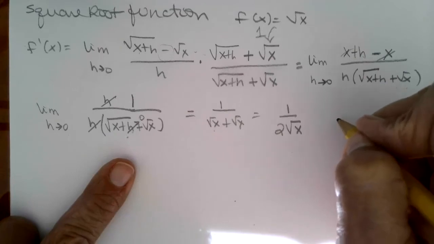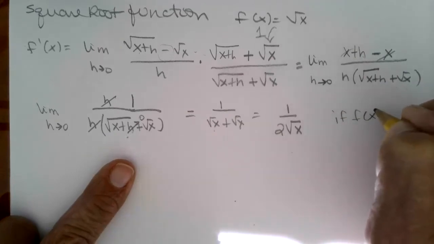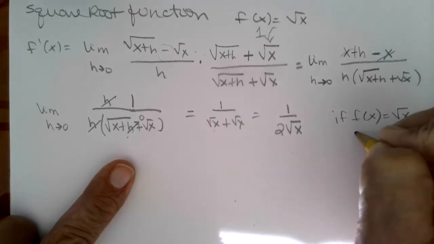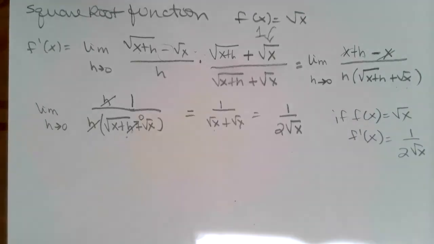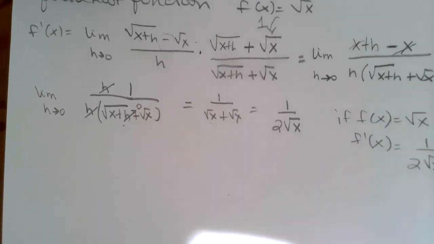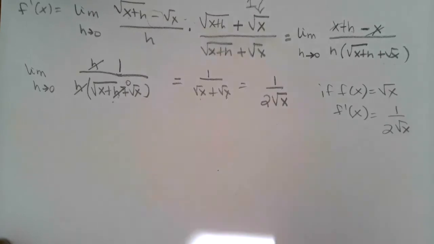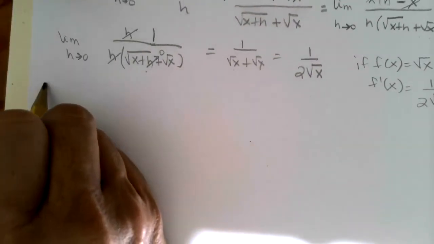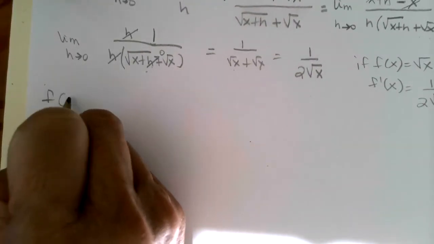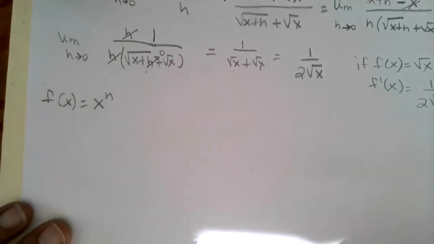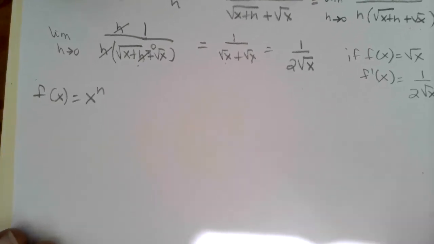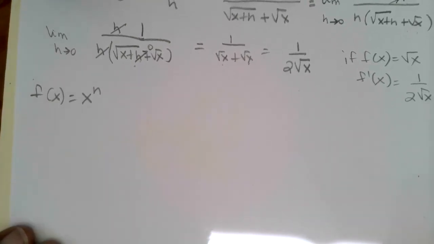So again, if f of x is square root x, its derivative, f prime of x, is 1 over 2 square root of x. Okay, so the last one I want to do is a generic x to the n. So f of x equals x to the n. One thing you have to know before we can do this is the binomial expansion formula.